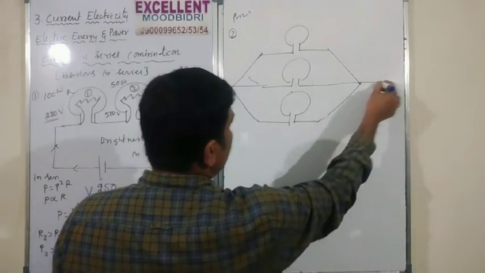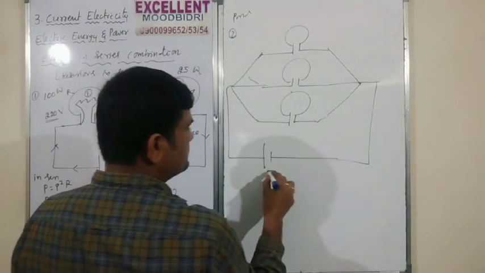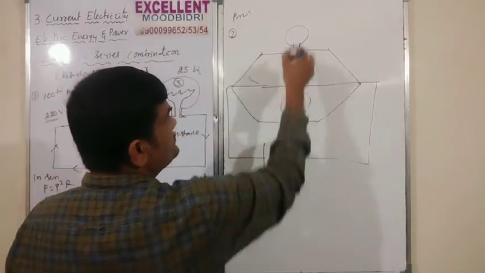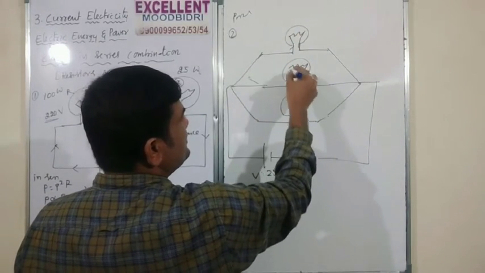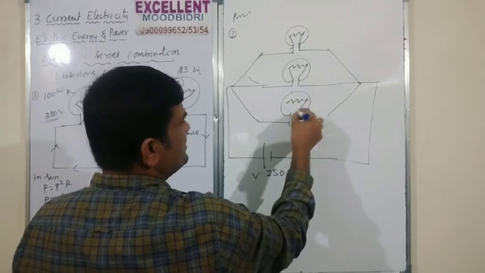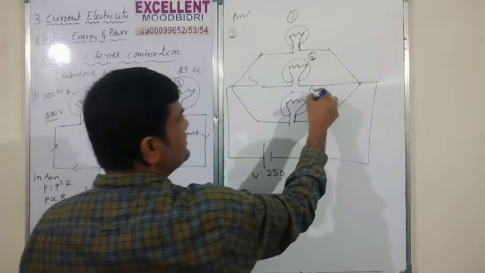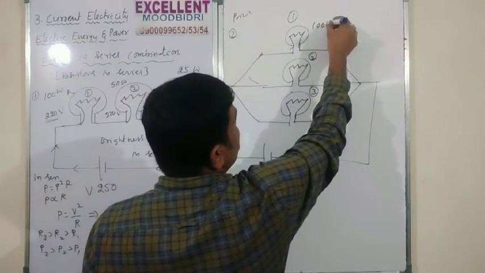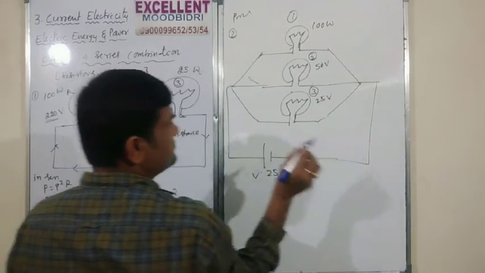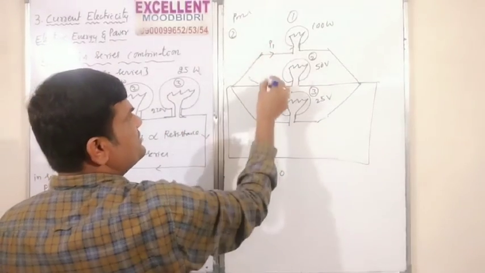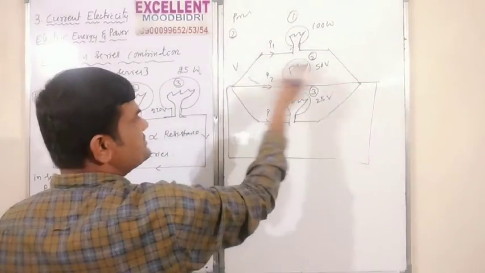So, parallel combination, the same one here also, 250 volt. This is the first resistor, the second resistor and the third resistor, which are bulbs. This is the first bulb, this is the second bulb, this is the third bulb. The first bulb is 100 watts, the second bulb is 50 watts and the third is 25 watts. The currents are I1, I2, I3, but the potential is the same.